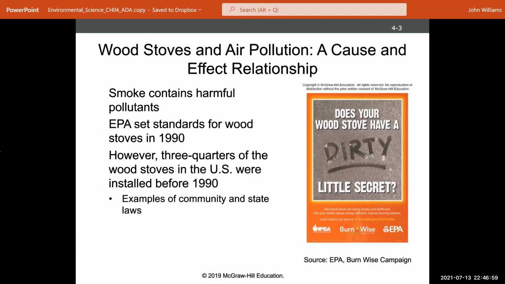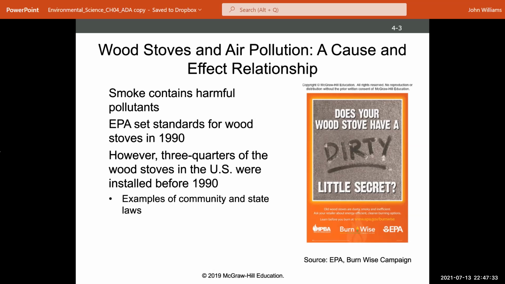So there are these cause and effect relationships, right? One common example of a cause and effect relationship is wood stoves cause air pollution. One of the ways that wood stoves cause air pollution is from the burning of the wood that you put into the fireplace, and it releases smoke that has different sizes of particles that go into the atmosphere, and then they tend to circulate in the atmosphere.